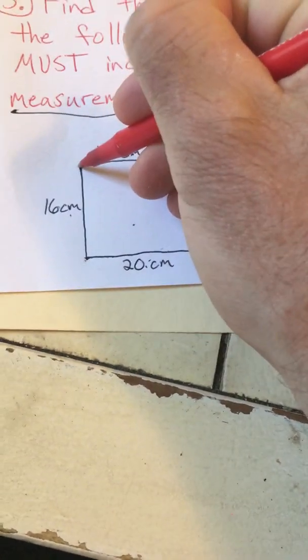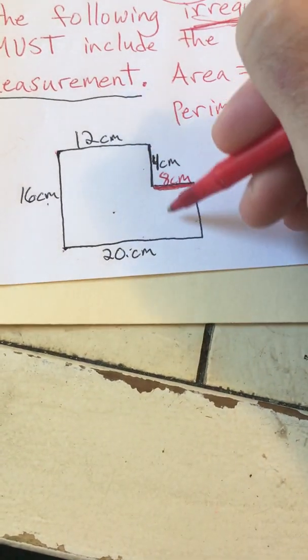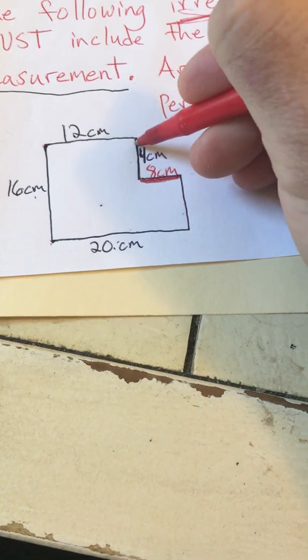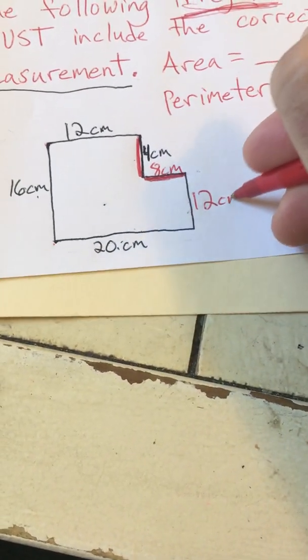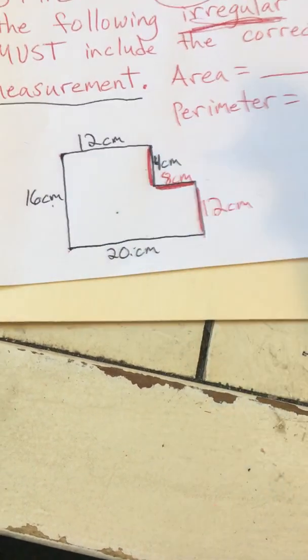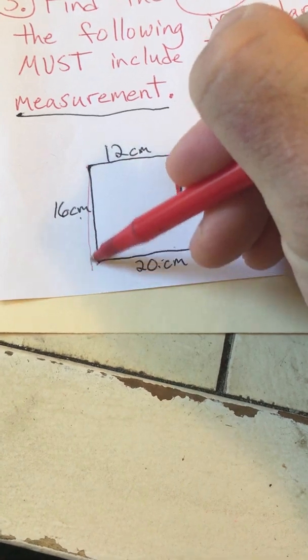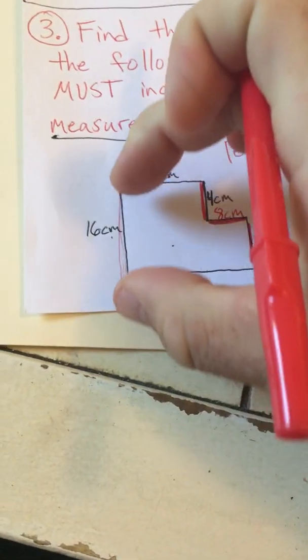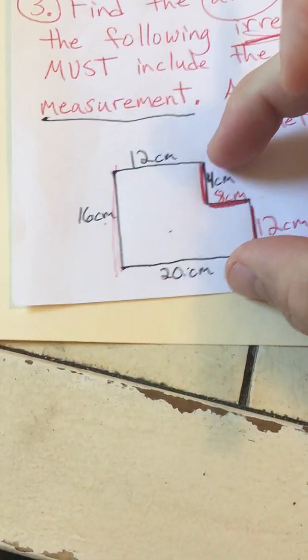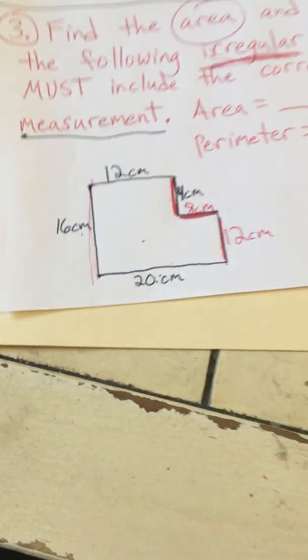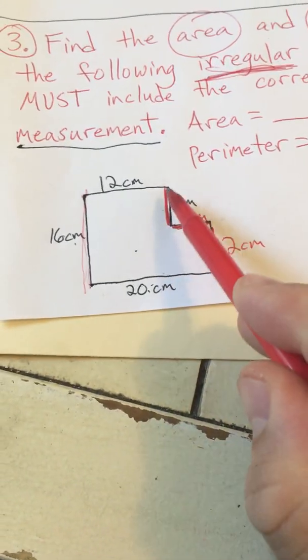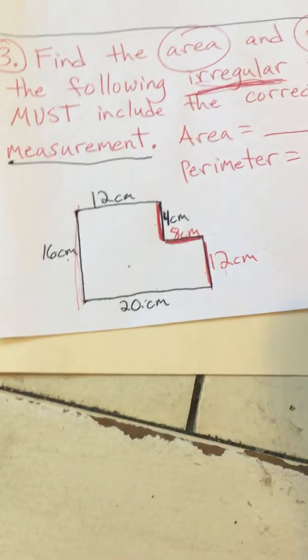If this is 16 from the top to the bottom, that means the top to the bottom here is 16. So if this is 4, that means this is 12, because 12 plus 4 is the total of 16. Okay, this and these put together is 16. So 12 plus this 4 makes 16. So now we have all the sides.